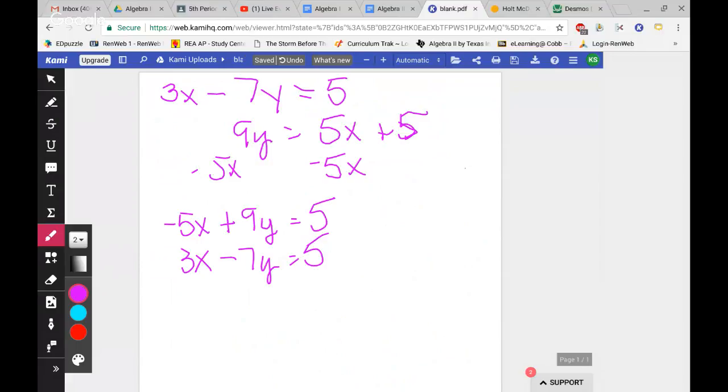So on this one, it doesn't look like we can easily multiply just one of the two equations by something and be able to eliminate. Looks like we're going to have to multiply both of them by something in order to eliminate. What would you multiply both equations by? The top one, you're going to multiply it by something, and the bottom, you're going to multiply it by something in order to be able to eliminate. Which one would you pick?